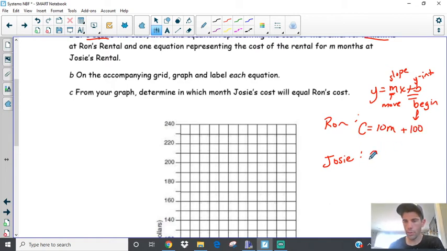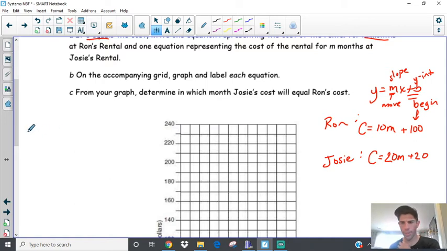Josie was a little bit different. She charges you more per month, so that's $20 per month, but her fee is less at $20. So that's how you're going to create your two equations. All right. Now you can go ahead and use our calculator.